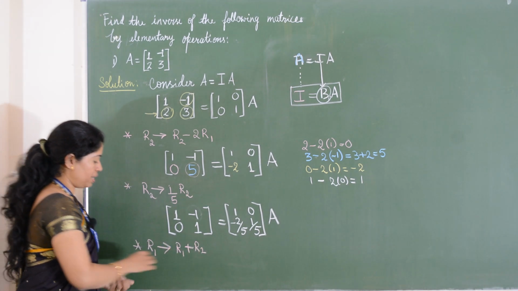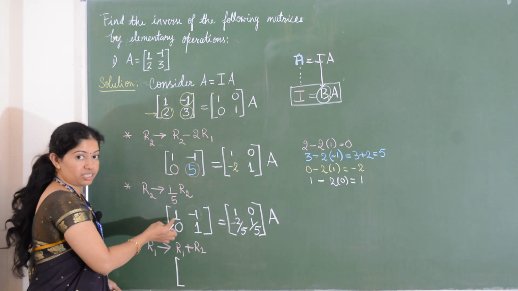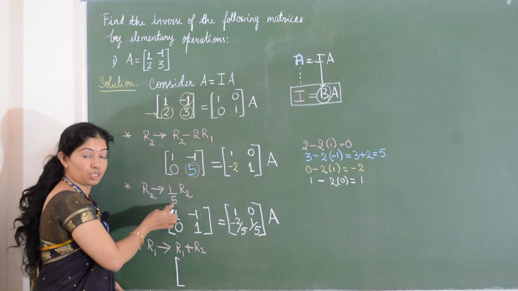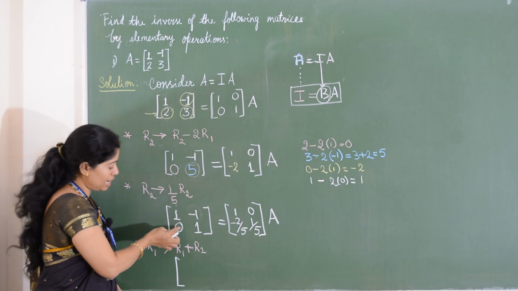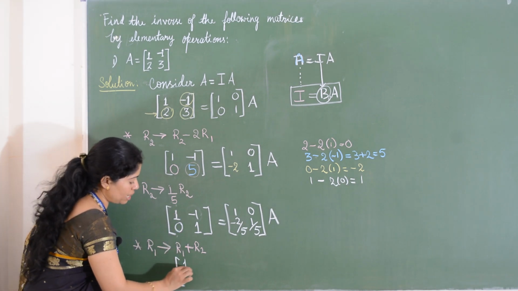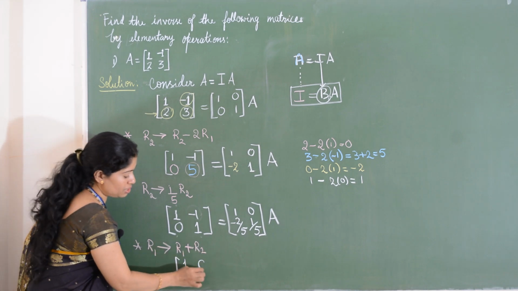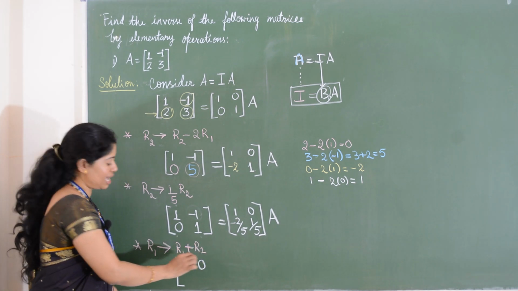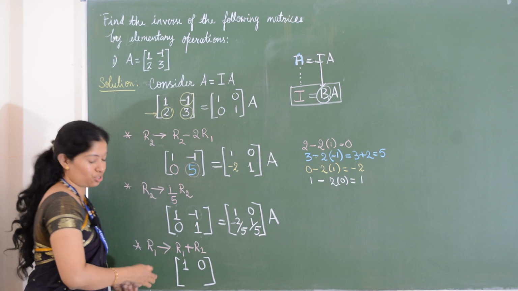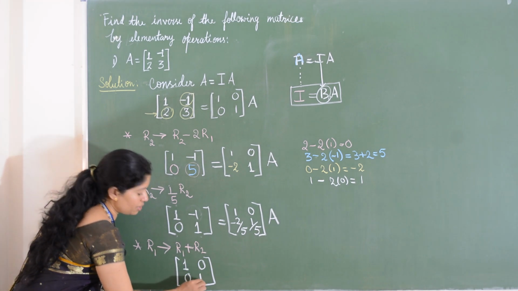Now you do this operation. First row, R1 plus R2: you need to add the elements of row 1 and row 2. 1 plus 0 is 1, minus 1 plus 1 will be 0. Second row as it is, as we are not applying the elementary operation to the second row. So write that entry as it is.